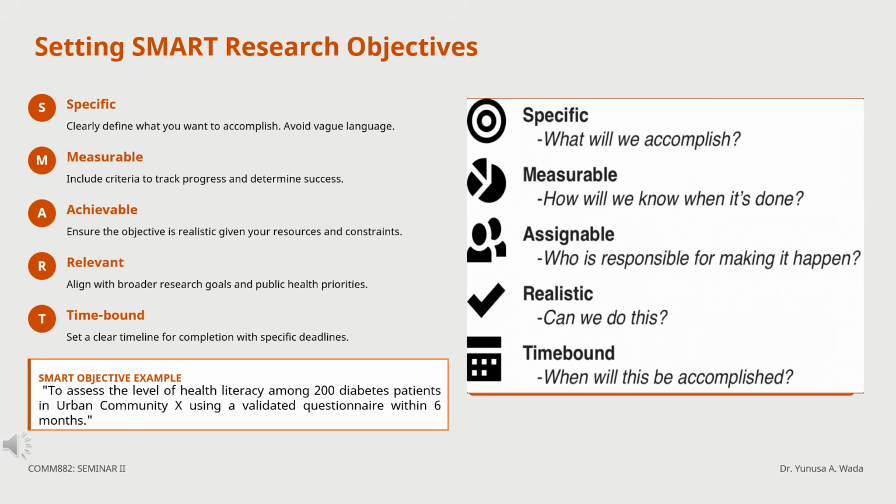M for measurable, your objectives must be able to quantify or assess whether the objectives has been met. Then A for achievable, the objective should be realistic and attainable within your resources and time frame. And we have R for relevant, that is, your objective must align with your research question and contribute to addressing the problem. And finally, the T for time bound, which means objectives should have a defined time frame for completion.